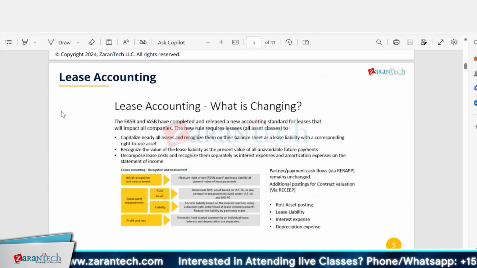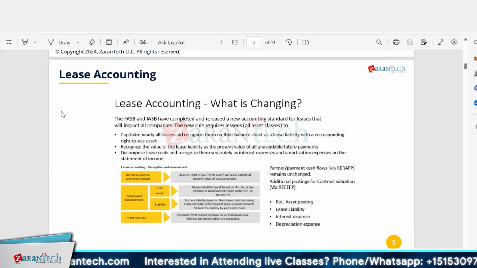Lease accounting, what is changing in lease accounting? The FASB and IASB have completed and released a new accounting standard for leases that will impact all companies. The new rule requires lessees, across all asset classes, to capitalize nearly all leases and recognize them on their balance sheet as a lease liability with a corresponding right-of-use asset.